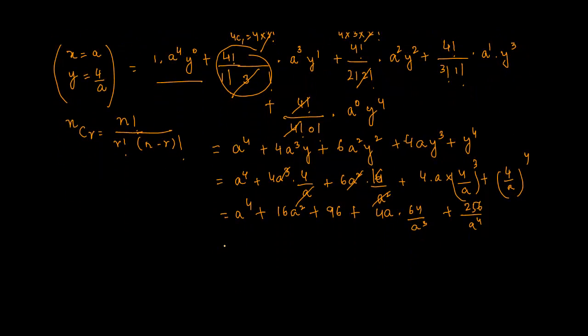Or maybe we can just simplify it a little more. a to the power 4, plus 16a square, plus 96, plus 256. a will knock off one power from here, so you will be left with 64 upon a square, plus 256 upon a to the power 4, which is your answer.